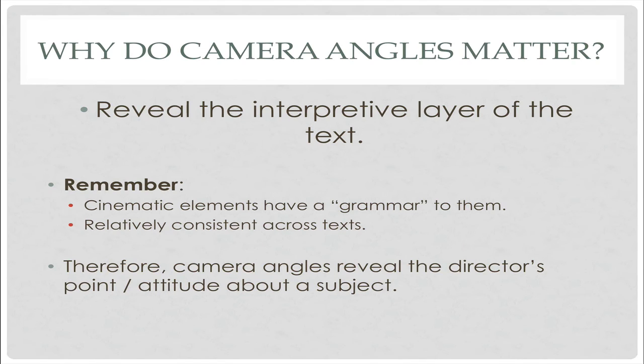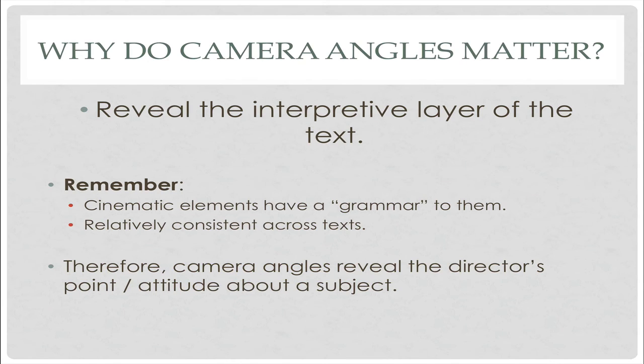And so why do camera angles matter? Well, just like any of these cinematic elements, these are the director's attempts to help reveal that interpretive layer of film. Now, the literal level, those are the things that we see in common with literature. You know, that film has plot, it has story, it has characters, themes, motifs. Those are the literary level. Those are things that film has in common with literature.